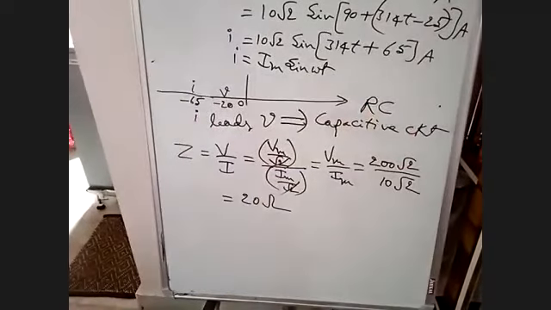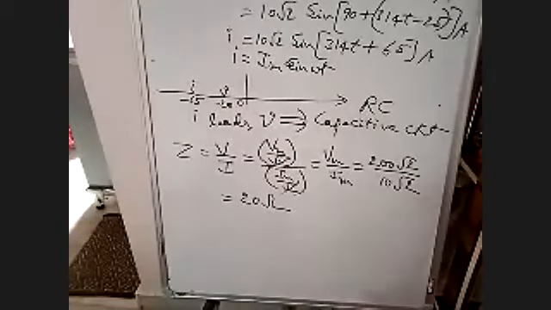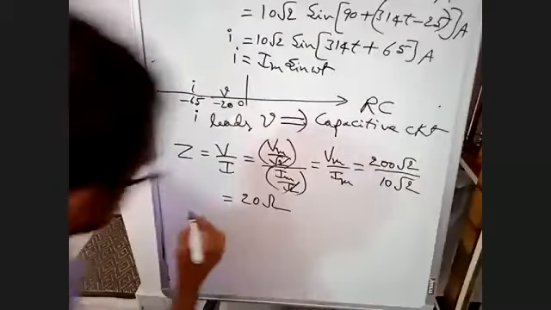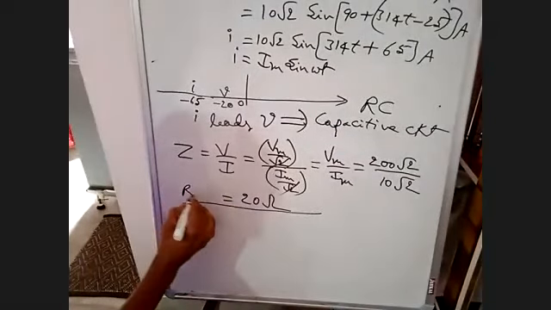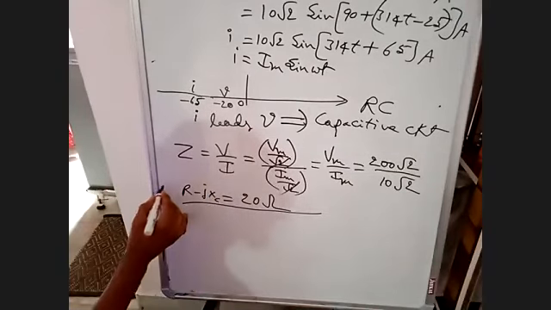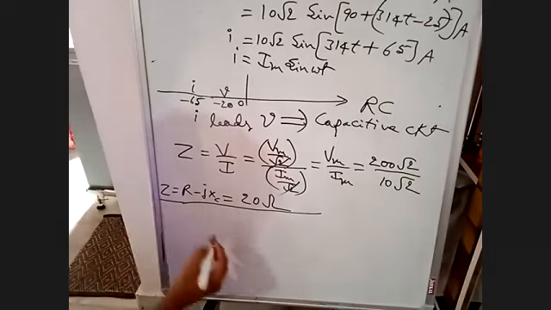I don't want the Z. I want R and C values. I have calculated the total impedance, but I want R and C. Z is equal to R minus jXC. Okay, see here.